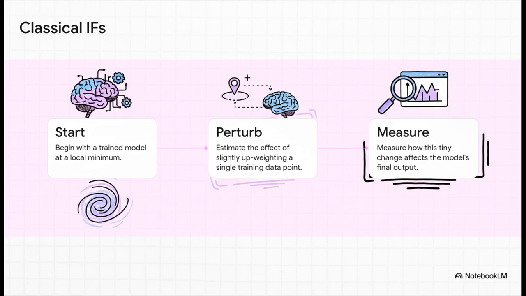And the idea behind it was actually pretty neat. It was kind of like playing a what-if game with the AI. You take a fully trained model and ask, okay, what if this one specific piece of data had been just a tiny bit more important during training? Then you just measure how that little nudge affected the final outcome.